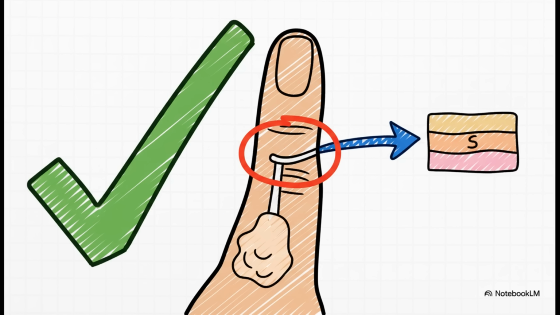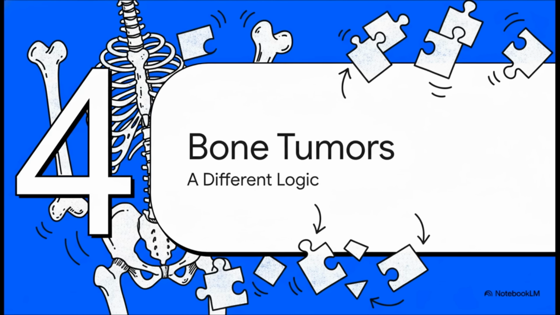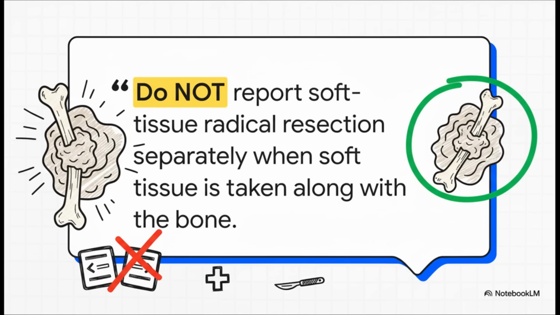Great one to remember. All right, for our last section, we're going even deeper. We're talking about tumors in the bone itself. Now, I need you to forget everything we just said about size. Just toss it out the window, because when it comes to bone tumors, the coding logic is completely different. Here is a huge do not right from the guidelines. When a surgeon does a radical resection of a bone tumor, they almost always have to take a big chunk of the muscle and soft tissue around it.